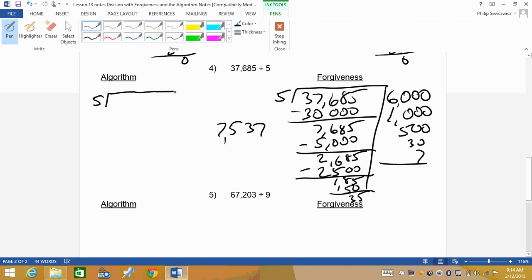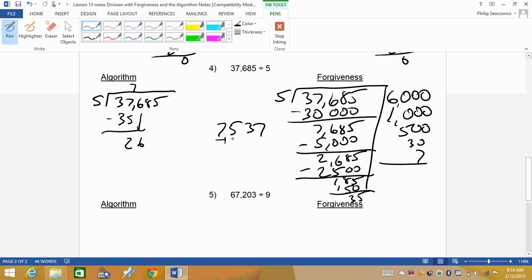So we got our 5, we've got our 37,685. Now we said 7 here. So does 5 fit into 3? No, it's too big. So we have to check the first 2. 5 into 37, yeah, 7 times. So 7 times 5 is 35. Subtract and bring down the next number. And that's the routine there. Subtract, bring down the next number.